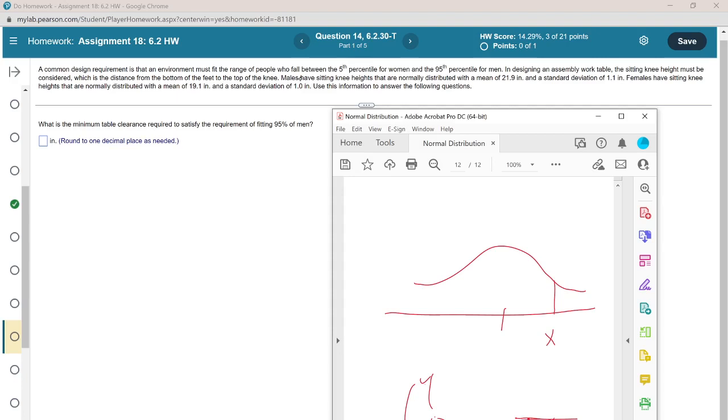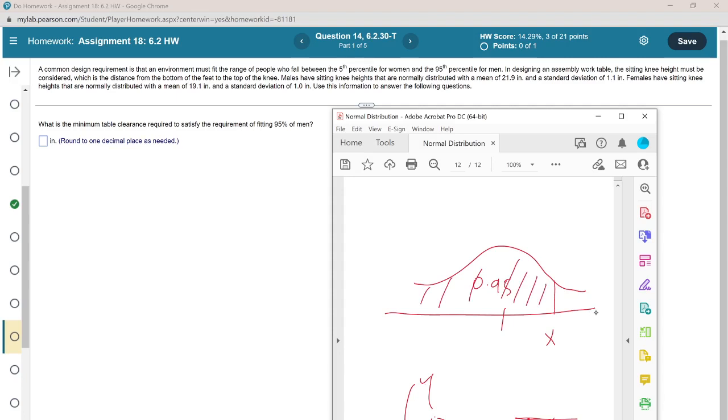So we would like to find out what the value of x is, what the height is supposed to be, such that 95% of the men would have less than that height, that x. We would like to find this x. So the meaning is 95% of the data should be less than or equal to x. That means the area under the curve to the left of this value of x is 0.95.